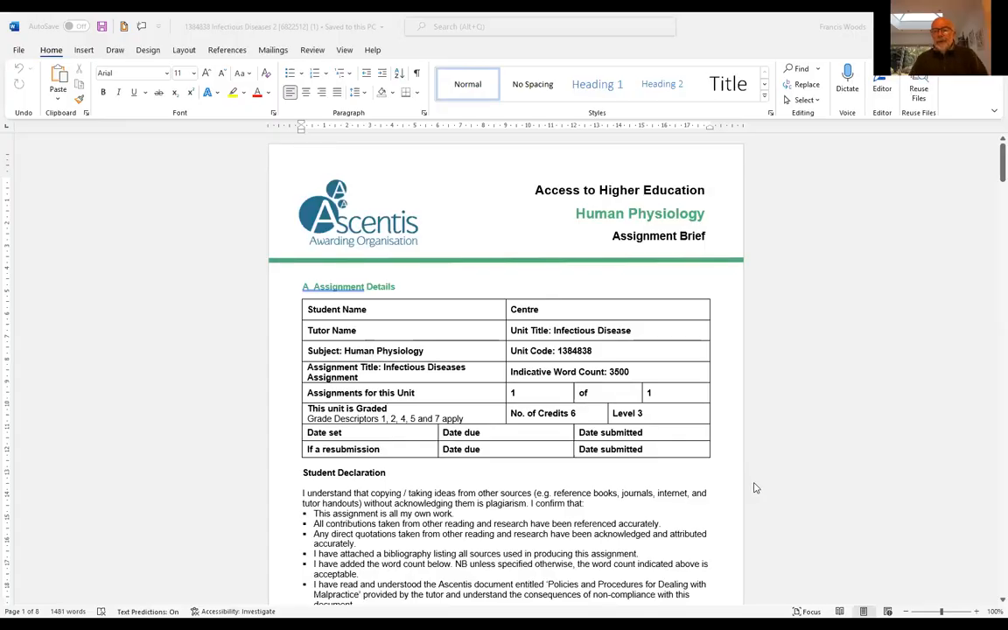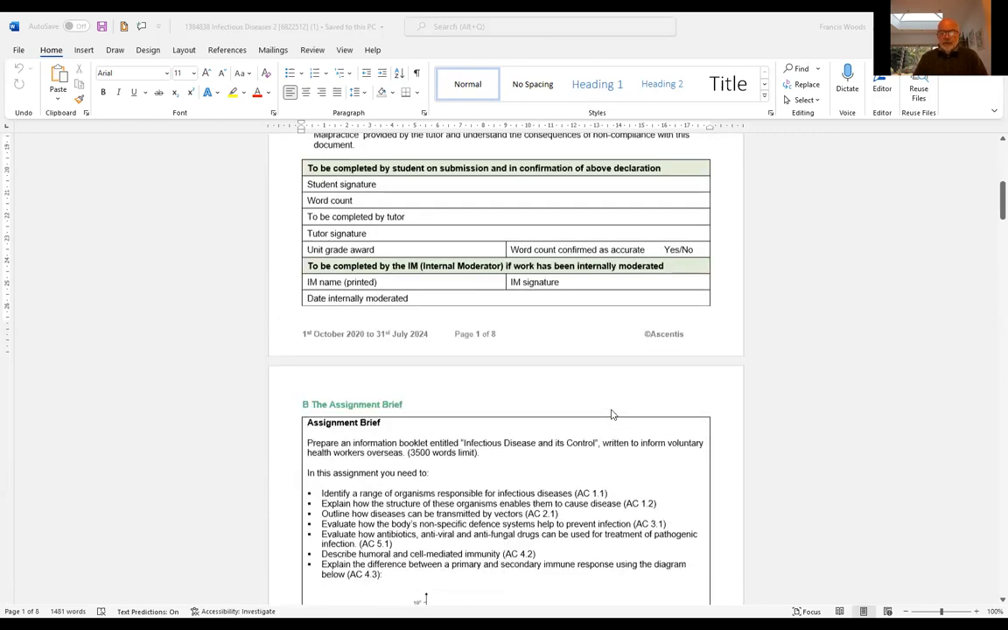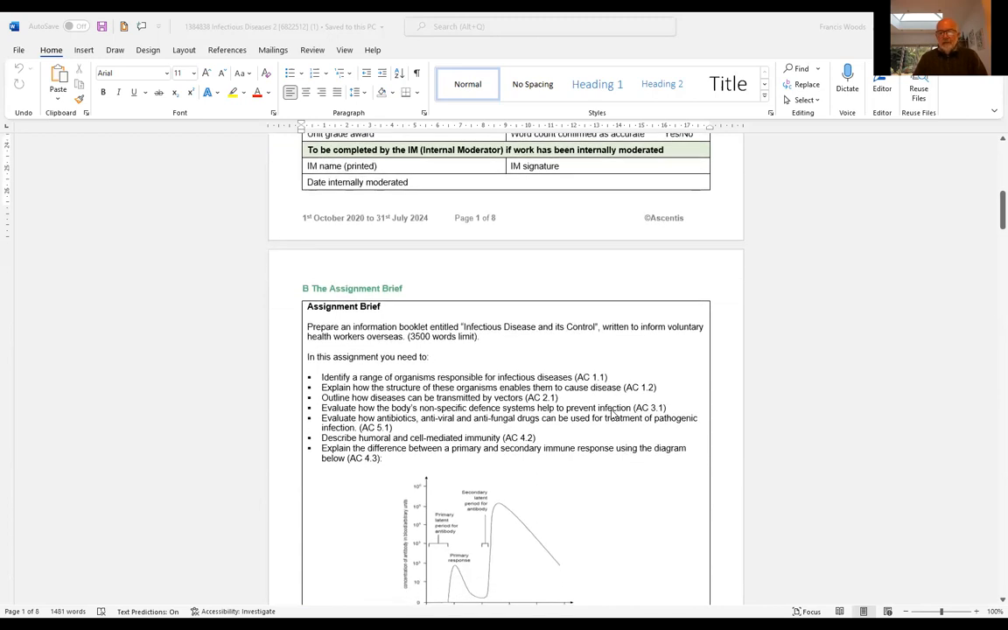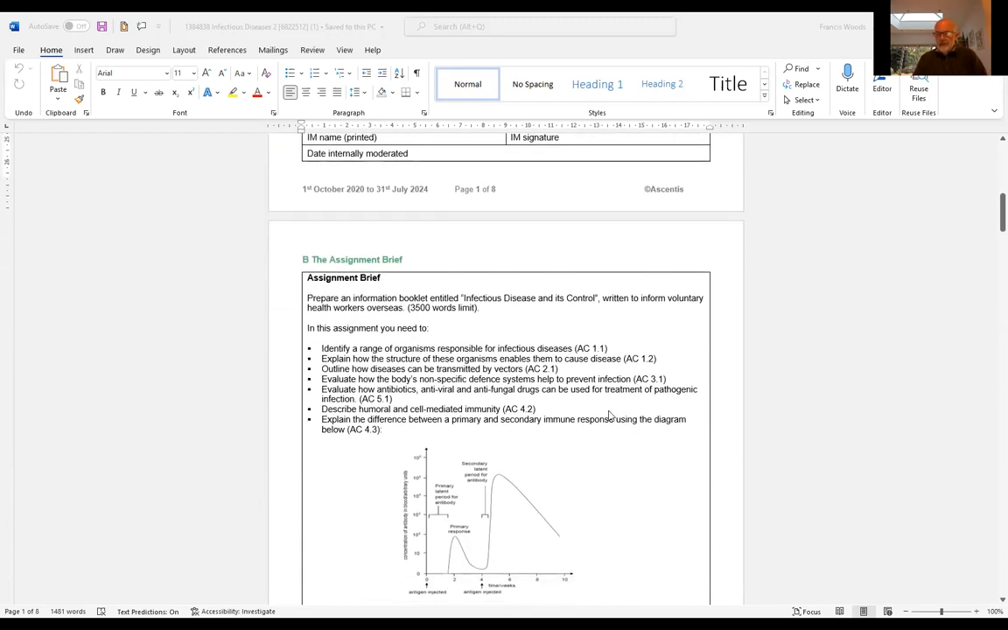Okay, so I'm going to share the brief again. So remember, word count is 3,500. Infectious diseases, we're looking at producing a booklet for voluntary health workers overseas, so we need to make it applicable to those workers that are working in Africa, Asia, etc. Okay, so it might even well be South America.